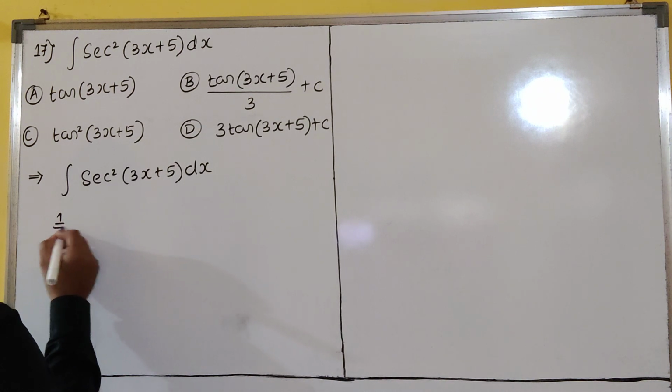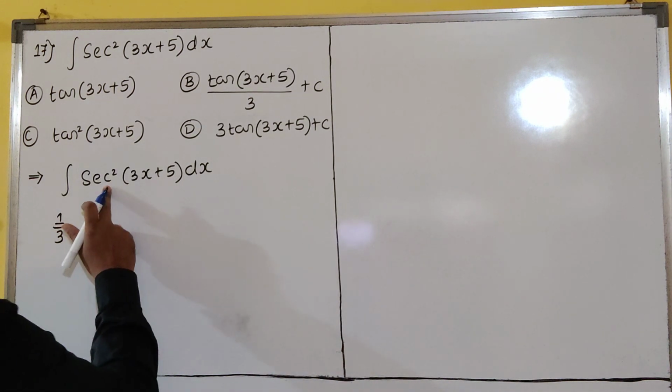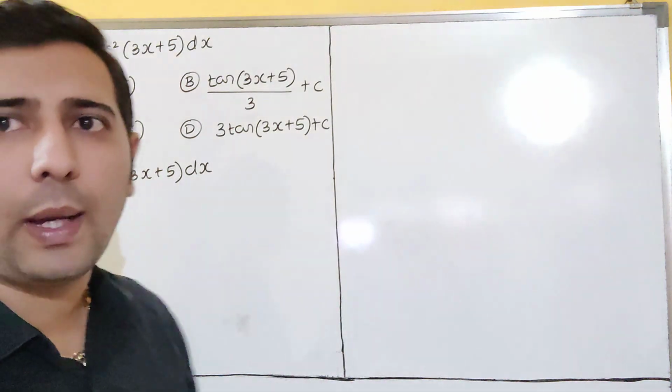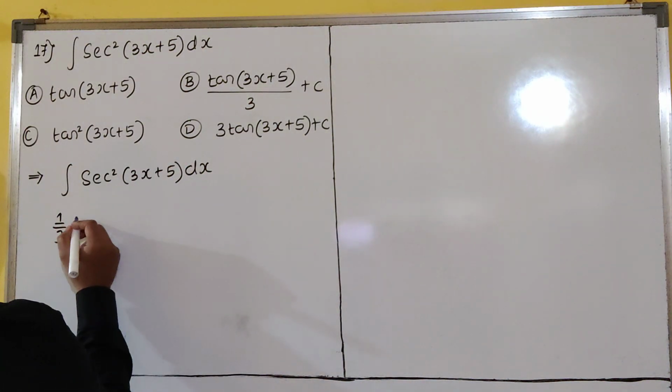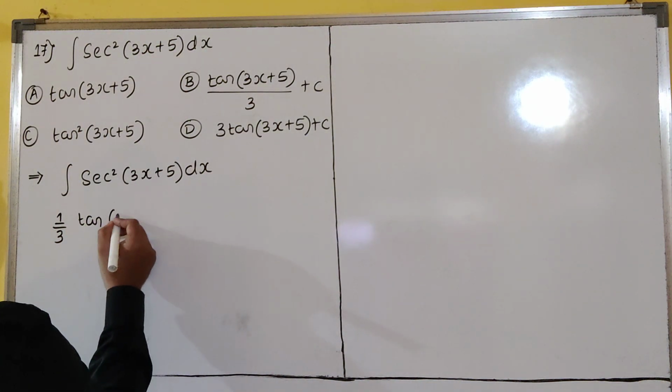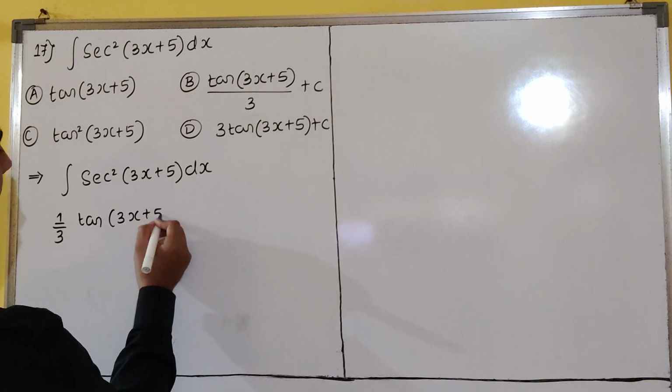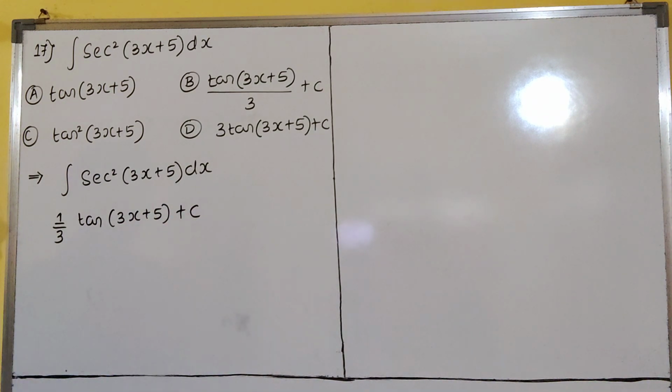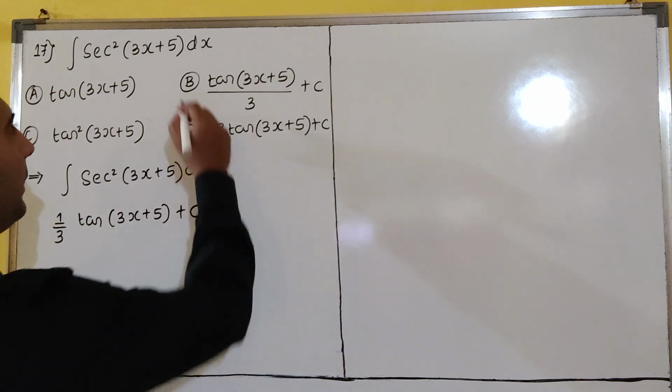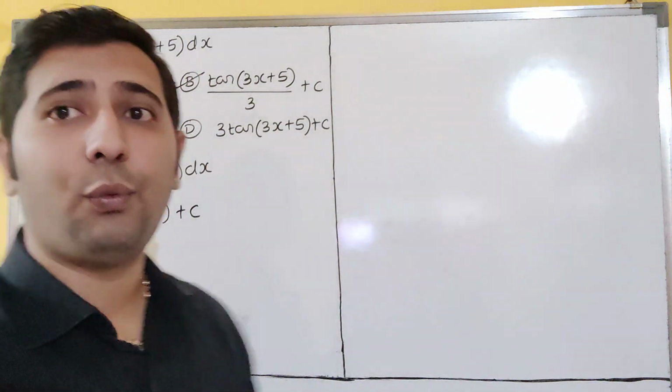So 1/3, integration of sec square x is tan x. x is what? 3x plus 5, no? Plus c. And we got the answer, dear students. That is option B. This is one method.